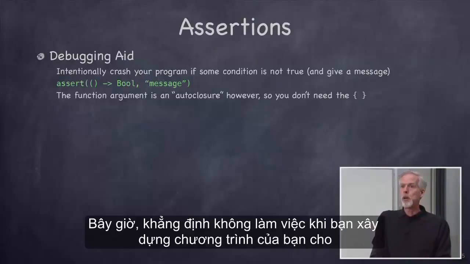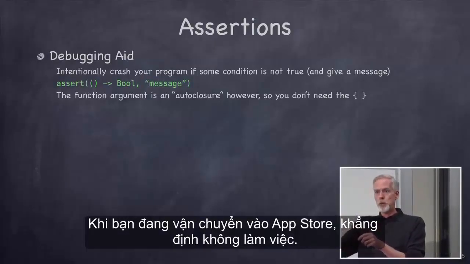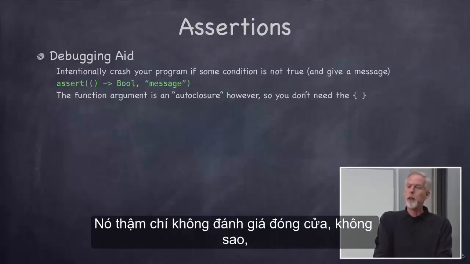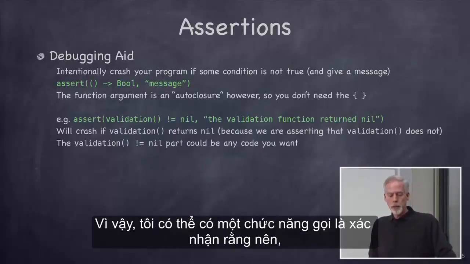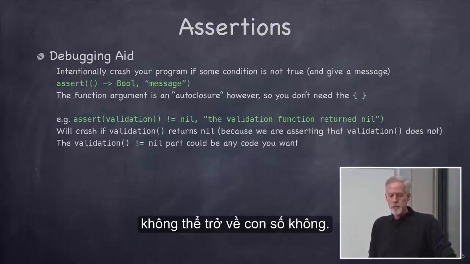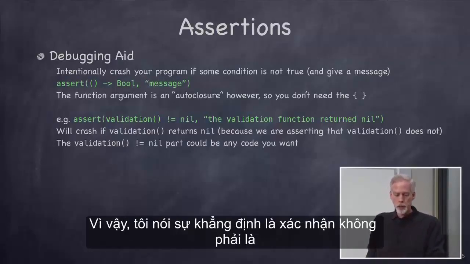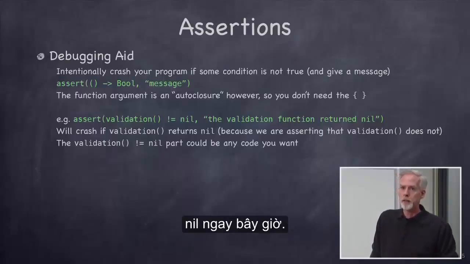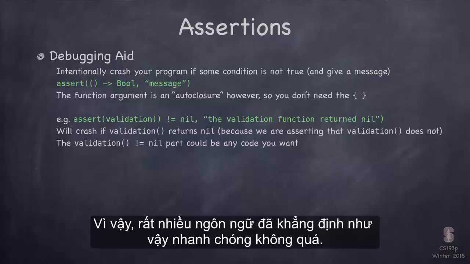Now, asserts don't work when you build your program for release. When you're shipping to the App Store, asserts don't work. It doesn't even evaluate the closure. It's just ignored. But for debugging, it's pretty good. So I might have a function called validation that should not be returning nil at the point where I'm executing this assert. If it does return nil, then I'm going to crash here. So the assertion is that validation should not be nil right now. A lot of languages have assert, so Swift does too.